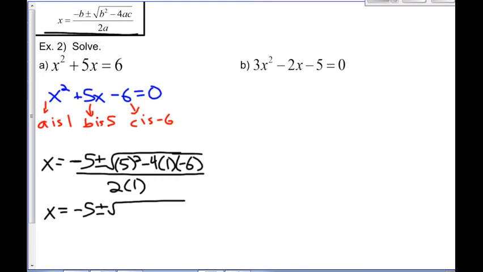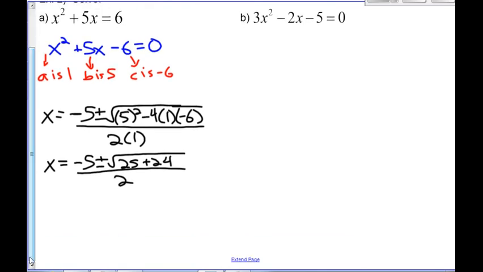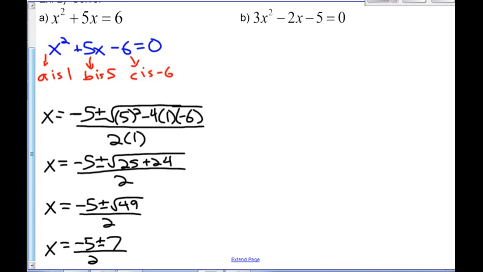Okay, what's that going to give us? 25 plus 24 under here, all over 2. Or square root of 49. Square root of 49 works out to be 7. So we're getting two solutions here.